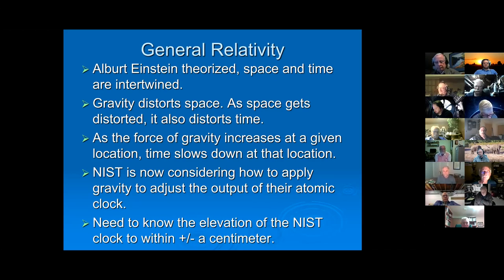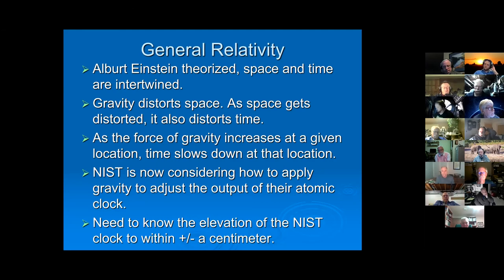That's an interesting concept, because we all know what gravity is. That's what keeps us stuck here on this Earth. But as that gravity changes, it can distort our time. Kind of weird. As the force of gravity increases at a given location, time slows down at that location. The good old National Institute of Standards has started looking at this, and they're trying to figure out how to apply gravity to adjust the output of their atomic clock, because gravity can change what real time is based on where they're located.